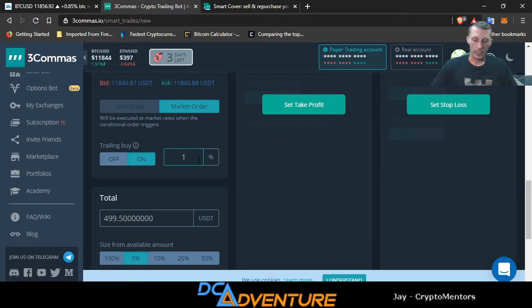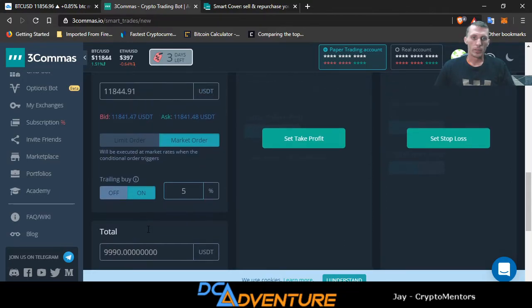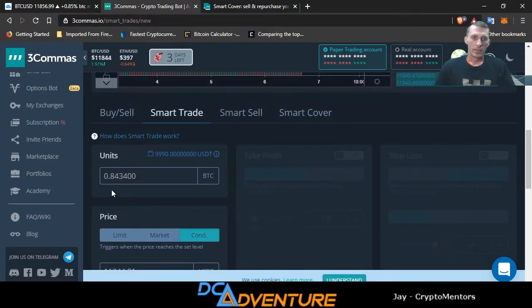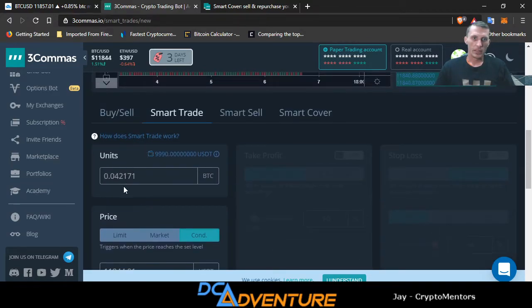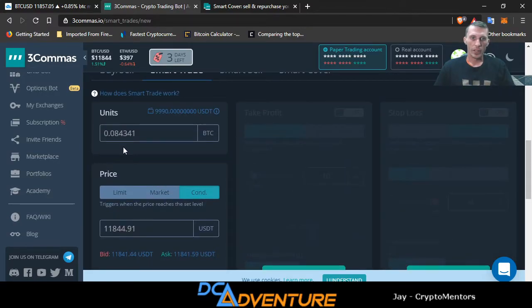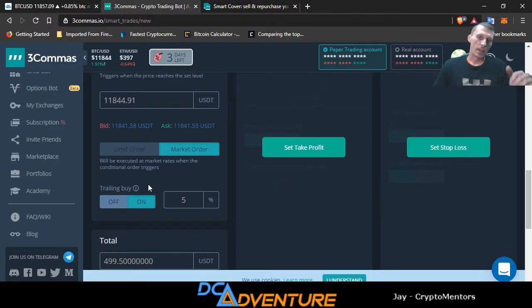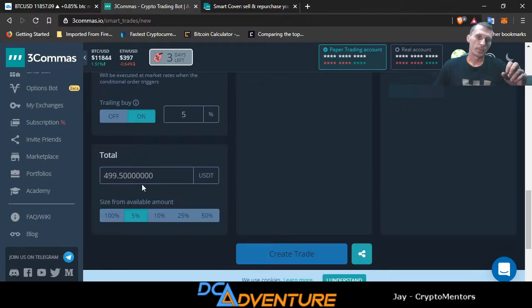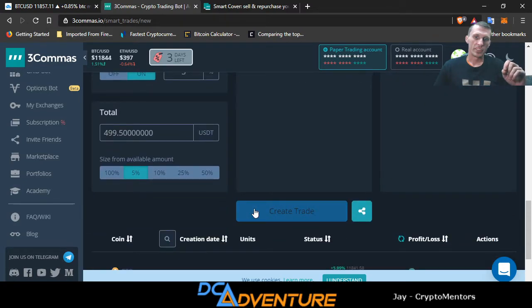And you can change this too. Like if you wanted it to go every 5%, you could do that. And you can see when I click over, if I go to 100%, it's giving us 0.8 Bitcoin. If I change it to 5%, 0.04. Change it to 10%, 0.08. So it'd be about $500, and every time it dropped 5%, it's going to get you $500. And then you would just hit create trade.